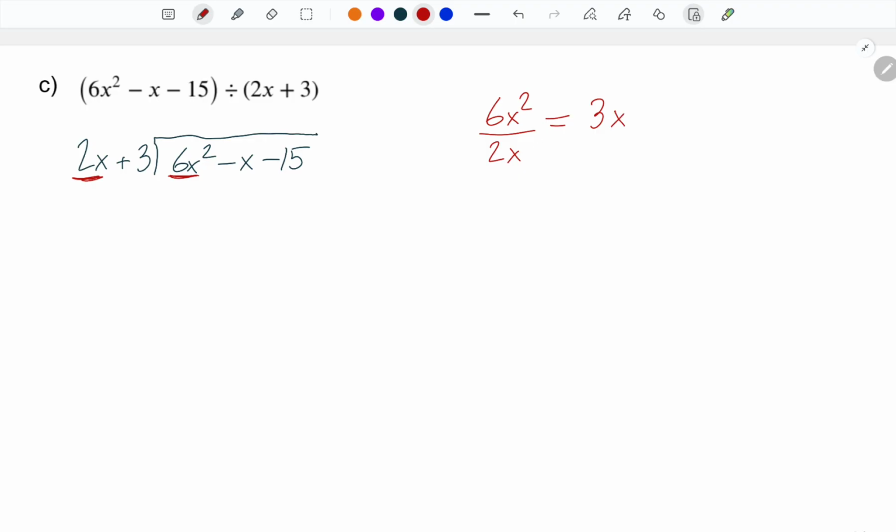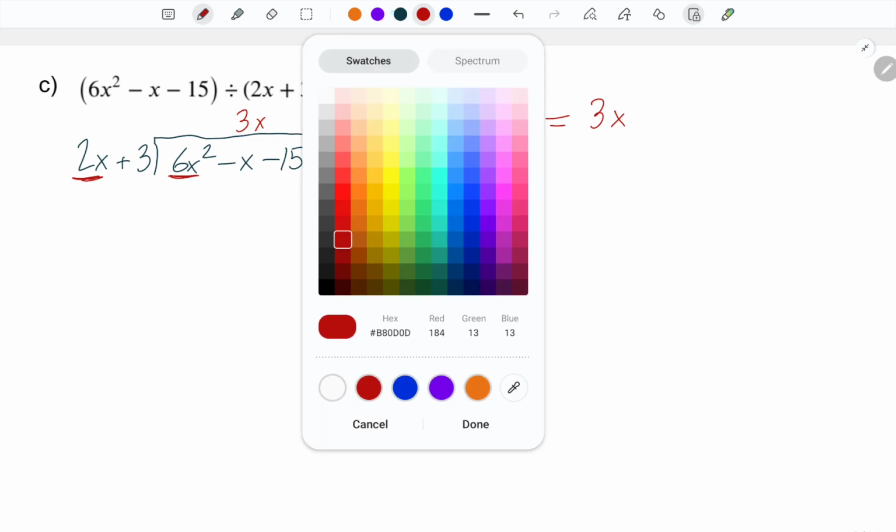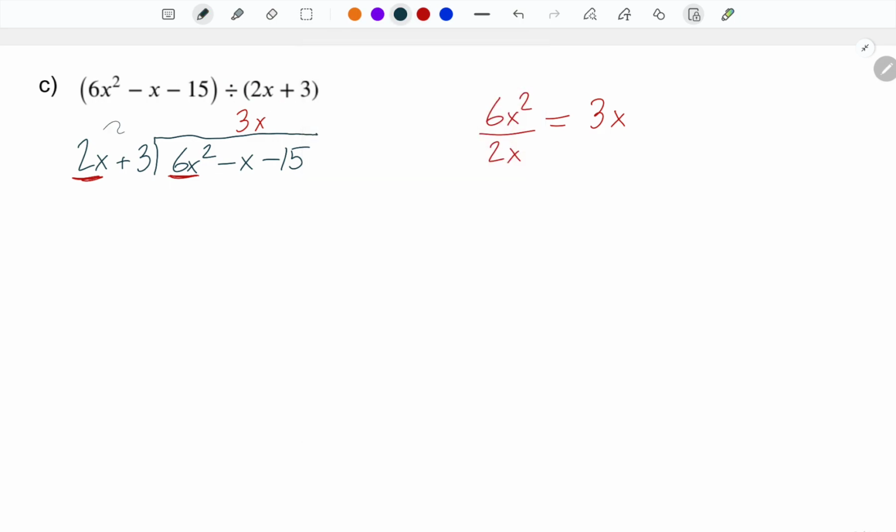6 divided by 2 is just 3. x squared over x is x. So you just get 3x there. But the rest of the process remains the same. 3x multiplied into 2x plus 3. That's going to be 6x squared. And 3 times 3 is 9.